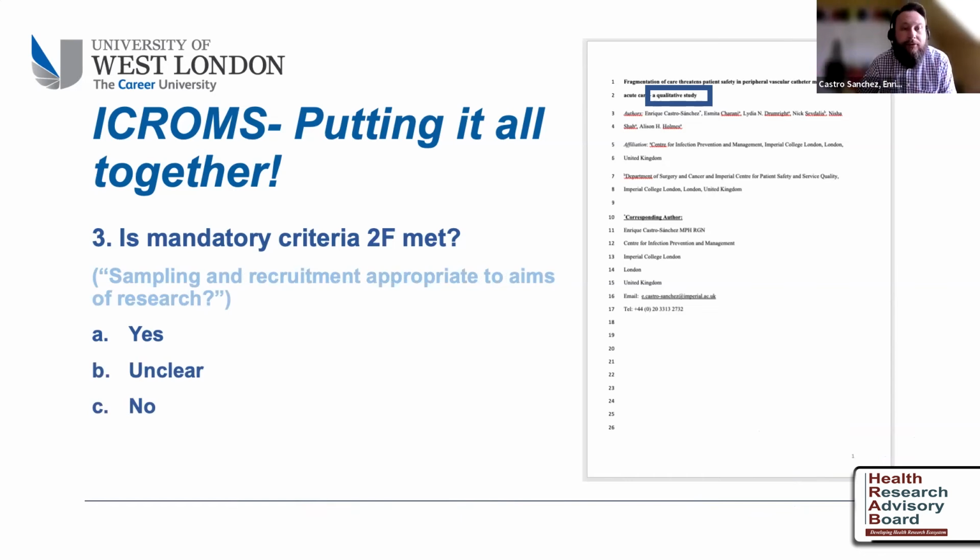So, mandatory criteria 2F. Was it met? This mandatory criteria is about sampling and recruitment was appropriate to the aims of the research. So where would you be inclined to have a look in the paper to find out about the sampling and recruitment? Where would you look? Participant selection and recruitment. Excellent, excellent. So would you give 2 points, 1 point, 0 points to this paper in this section?